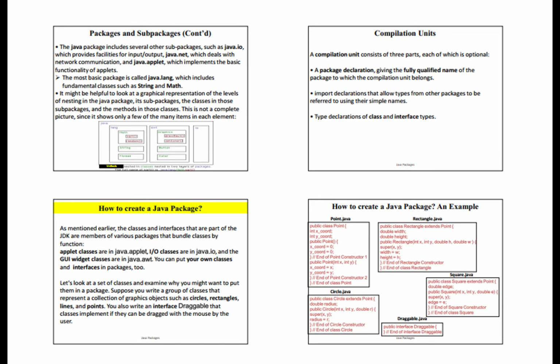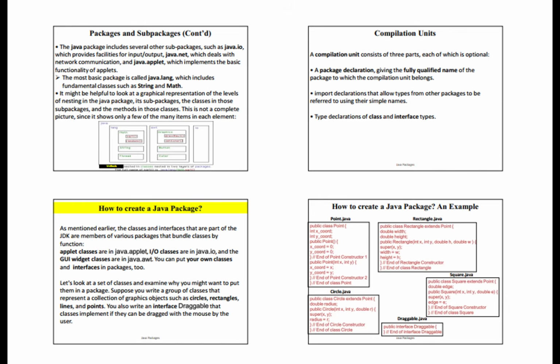A compilation unit consists of 3 parts, each of which is optional. A package declaration, giving the fully qualified name of the package to which the compilation unit belongs. Import declarations that allow types from other packages to be referred to using their simple names. Type declarations of class and interface types.